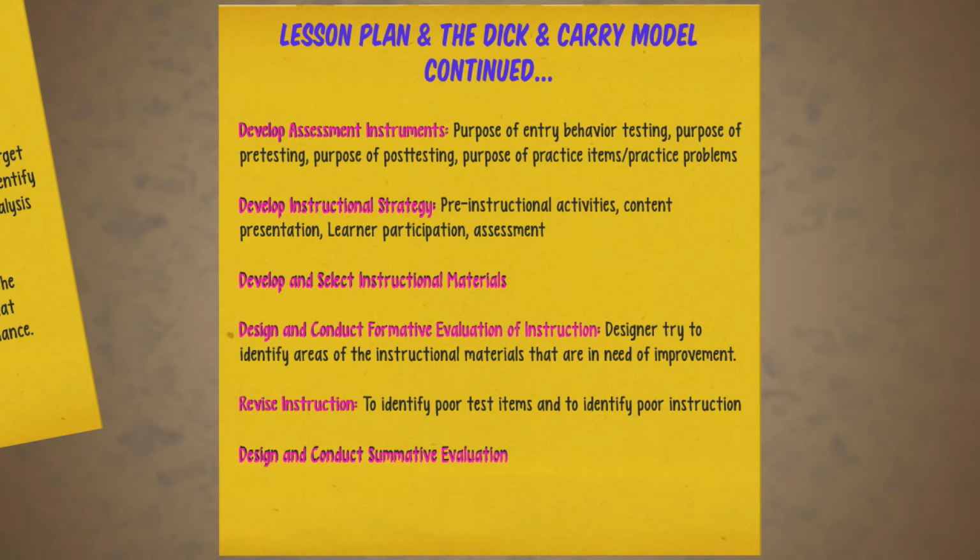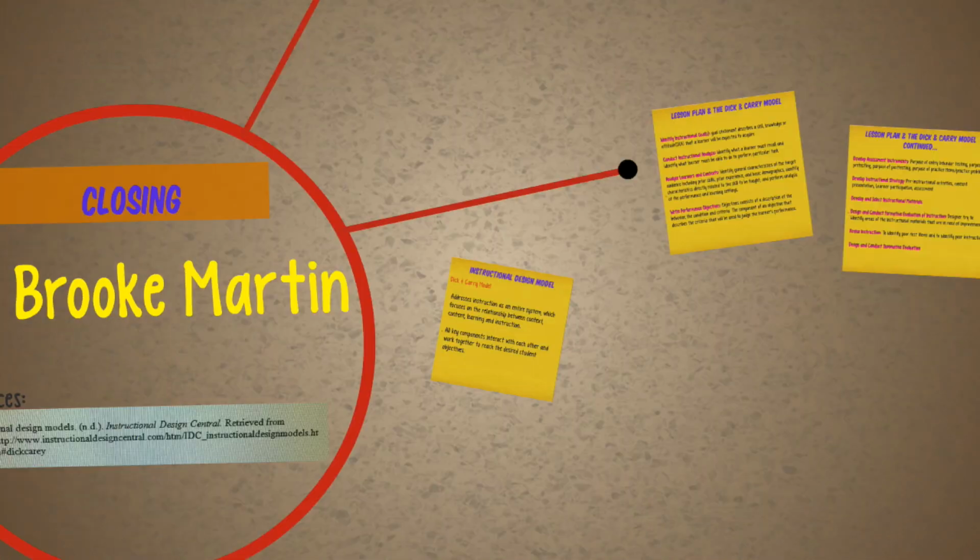The ninth component is to revise instruction. So after the lesson, when students give feedback through Kahoot, the teacher can analyze how the day's lesson went and reevaluate if any materials need to be covered again. The tenth component is to design and conduct a summative evaluation, and this is done in Kahoot after the lesson is done and the students have given feedback in regards to their feelings for the day's lessons.